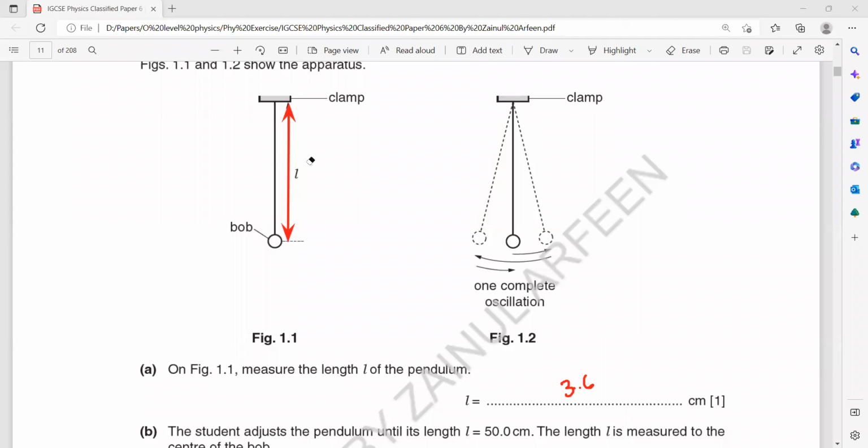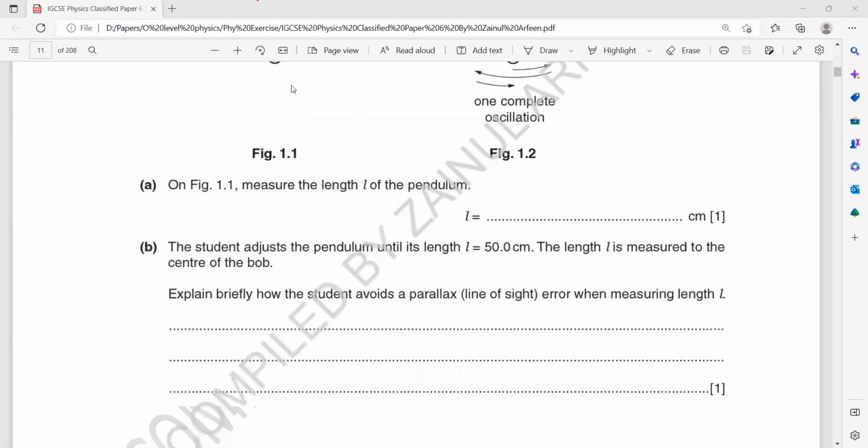Even for the same class, why are you getting a different answer? Because the scale of the printer might be different. That's why you're getting a different answer. The actual answer should be 4.1 to 4.2, but you will write according to your measurement. Don't copy the marking scheme answer; take your own value, like 3.5 or 3.4.